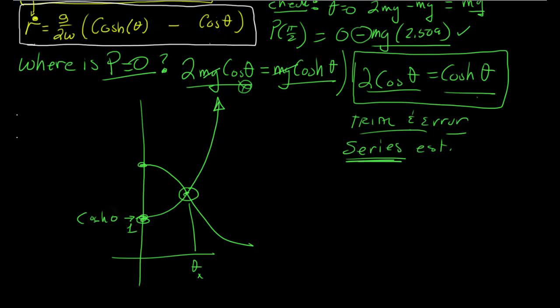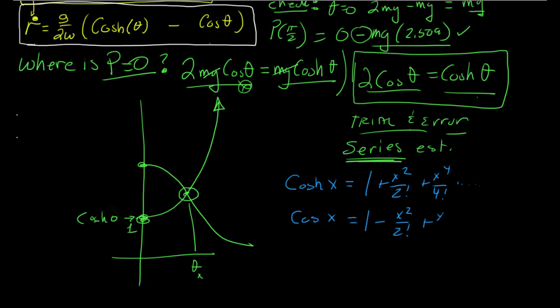So if you look in the back of your text, you'll find that the cosh of x is 1 plus x squared on 2 factorial plus x to the 4th on 4 factorial dot dot dot. And cosine x is 1 minus x squared on 2 factorial plus x to the 4th on 4 factorial dot dot dot. And just to get an estimate here, we can get rid of the 4th order ones, and we'll just use these. And that ought to get us at least 2 significant figures out of this.